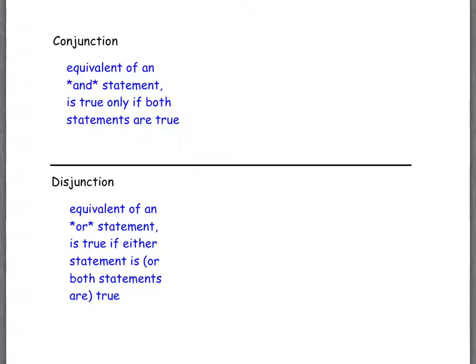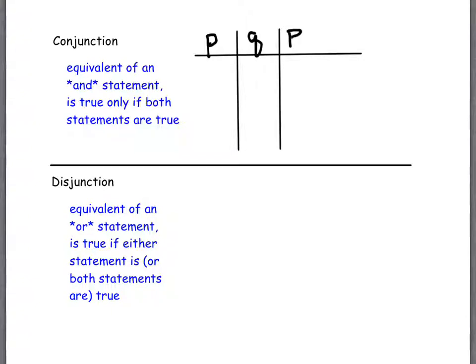Okay, so the first one's a conjunction. A conjunction is that and statement. And a conjunction is true only if both of the individual statements to start with were true. So we're going to create a truth table. We've got one statement P, we've got one statement Q, and we're going to have the P and the Q combined. The notation for the conjunction is an upside down V.